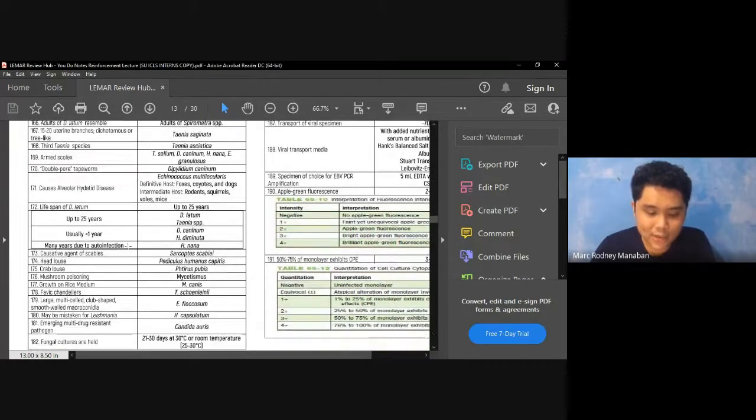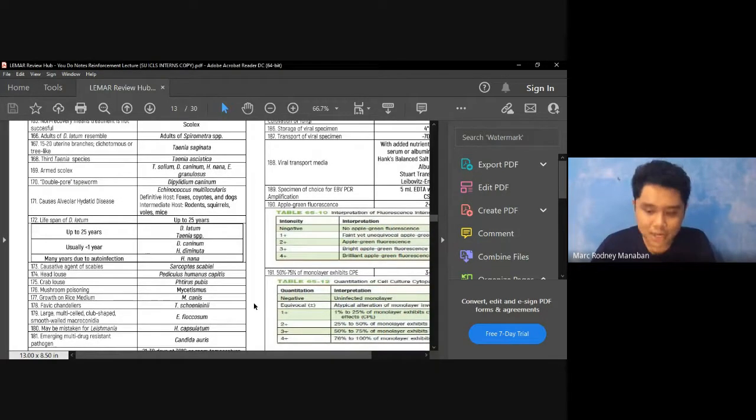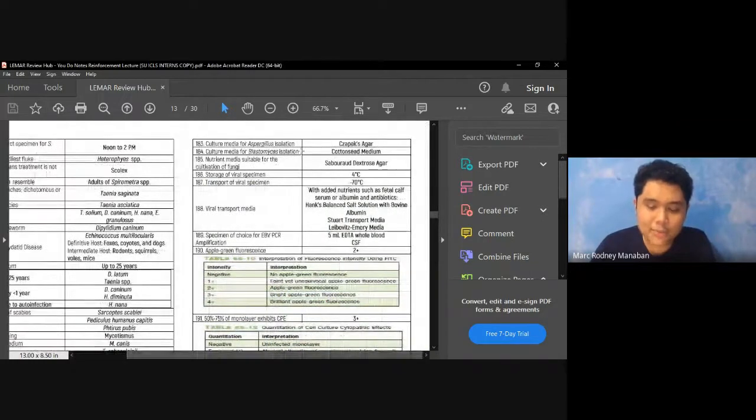Alright. Okay. And of course, the lice: head louse, crab louse. Rice medium, which fungus is this? Microsporum canis, di ba? It grows on rice medium. Large, multi-celled, club-shaped, smooth-walled macroconidia: Epidermophyton floccosum. May be mistaken for Leishmania: Histoplasma capsulatum. Culture media for Aspergillus, you have Czapek. Blastomyces, you have cottonseed media.